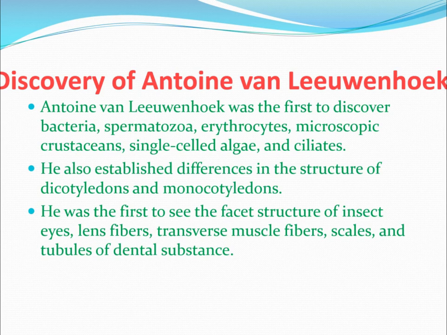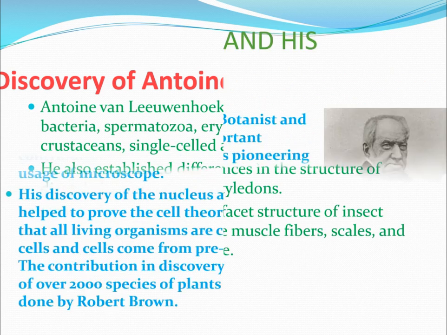He also established differences in the structure of dicotyledons and monocotyledons. He was the first to see the facet structure of insect eyes, lens fibers, transverse muscle fibers, scales, and tubules of dental substance. I think you are able to understand the discoveries performed by Anton van Leeuwenhoek. So let's move to the next slide.